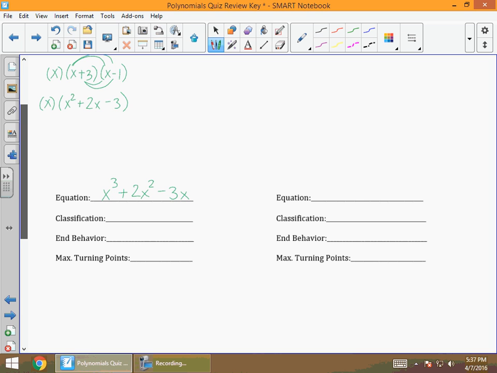Classification. The power is 3, so we call that cubic. It has 3 terms, so that is a trinomial.